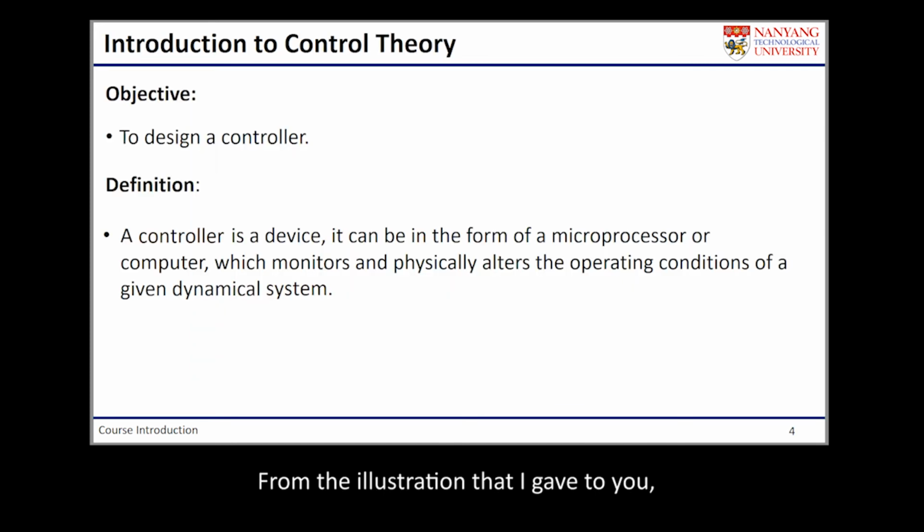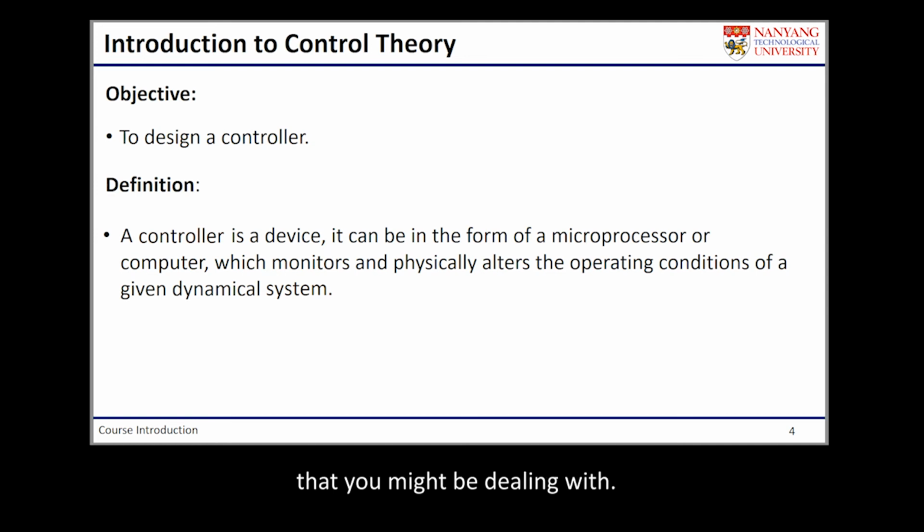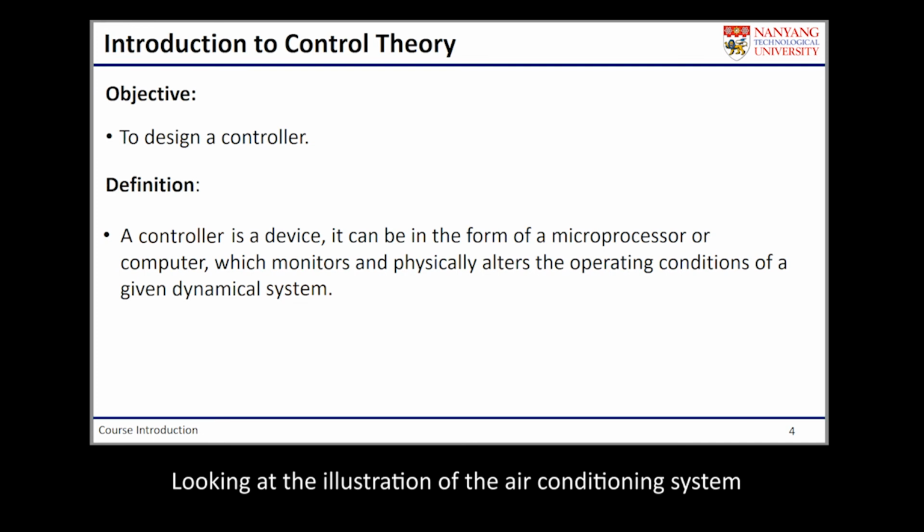From the illustration that I gave to you just now, the one that we just discussed together, I can conclude that the objective of this course is more on how to design a controller for any mechanical system that we might be dealing with. Looking at the illustration of the air conditioning system that I just shared with you, I can deduce a definition of this control theory, as you can see in these slides.